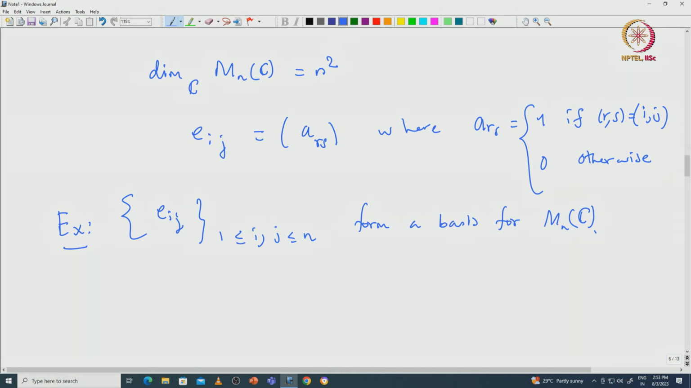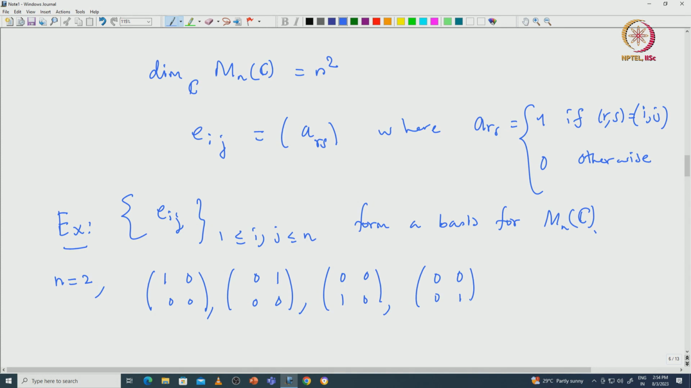Here, when we take n equal to 2, we can write down explicitly what all the basis elements are. For example, you can see 1 0 0 0, then 0 1 0 0, and so on up to 0 0 0 1. So, there are 4 elements, each with the 1 in a different position. This will form a basis for M2 of C.